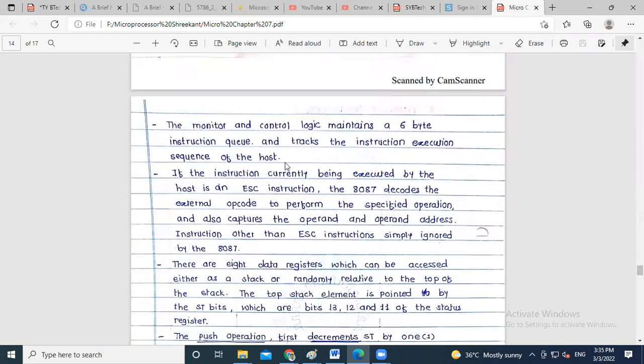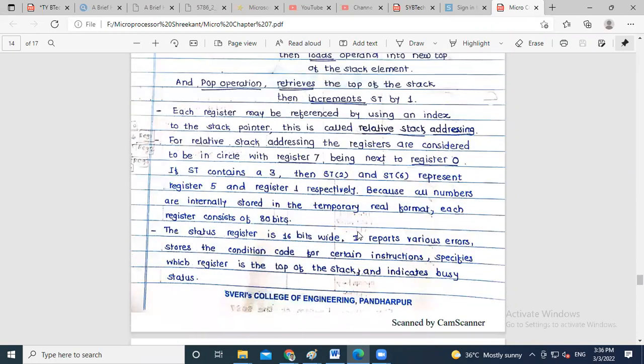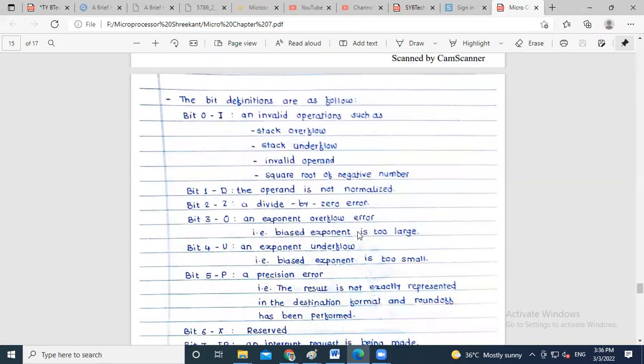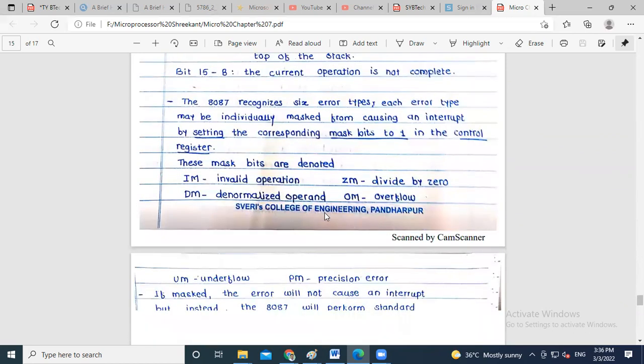Here the monitor control logic maintains the 6-byte instruction queue, and it tracks the instruction execution sequence of the host, and whether the instruction currently being executed by the host is an escape instruction. So the 8087 decodes the external opcode to perform the specific operations. It also captures the operand and operand addresses. Instructions other than escape instructions are simply ignored by the 8087, because it is used as a coprocessor with the 8086 main processor, right? These are some extra explanations I have given you in the notes, and the bit-to-bit execution also I have given you.